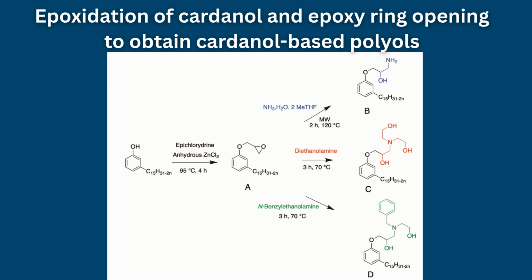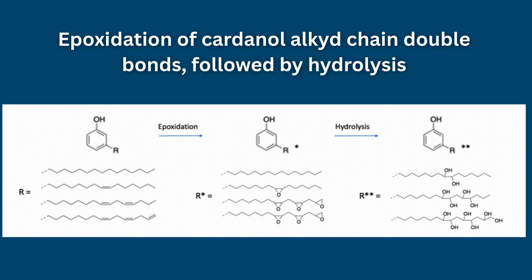Another widely employed strategy involves the formation of epoxidized derivatives through reactions with epichlorohydrin. The resulting epoxy groups can then be opened via hydrolysis, amination, or thioepoxy reactions to yield polyols with increased hydroxyl functionality. Amination reactions, in particular, produce beta-hydroxylamine structures that exhibit high reactivity and can enhance the performance of the resulting polymers. In addition to modifying the phenolic hydroxyl group, the unsaturated double bonds in the alkyl chain provide an effective route for increasing hydroxyl functionality.